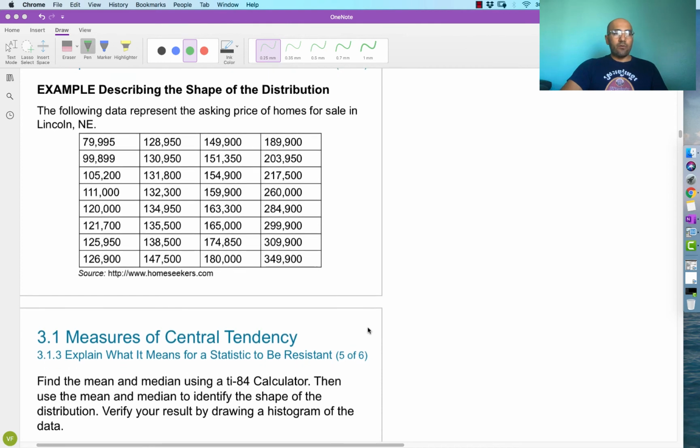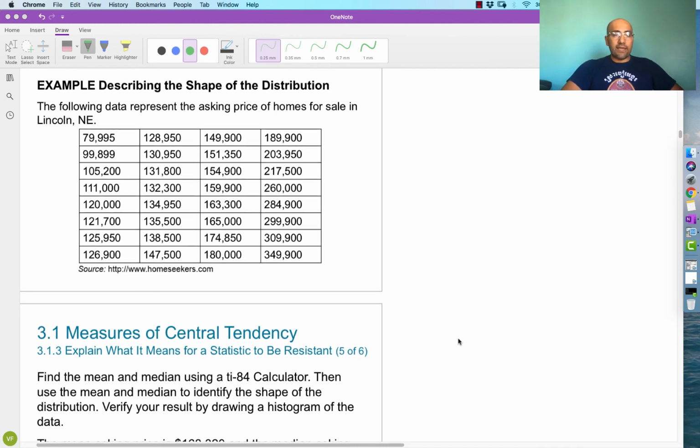Okay, so here's an example. The following data represents the asking price of homes for sale in Lincoln, Nebraska. Okay, so we have all these homes for sale from the smallest to the largest. They've already been listed from smallest to largest. The cheapest house for sale is $79,995, and the most expensive house is $349,900. Okay, find the mean and the median using a TI-84 calculator, then use the mean and median to identify the shape of the distribution. Verify your results by drawing a histogram of the data.